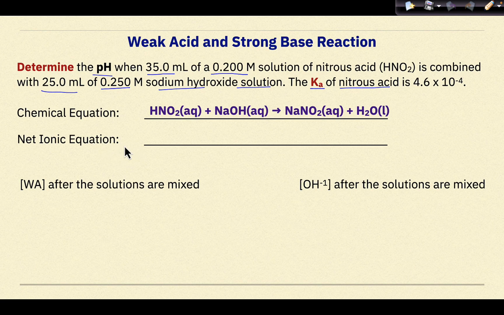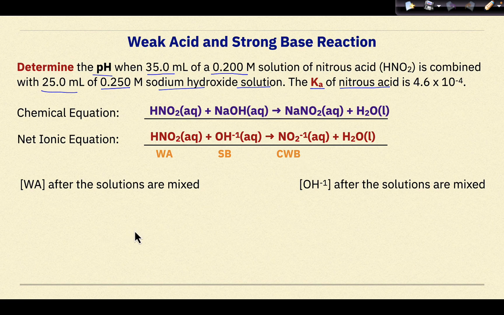The net ionic equation here is HNO2 + OH⁻ yields NO2⁻ + H2O. We'll notice that Na has been removed from this net ionic equation as it is a spectator ion. When we examine this net ionic equation, we recognize that HNO2 is a weak acid, the OH⁻ is going to represent our strong base, and the NO2⁻ is our conjugate weak base.